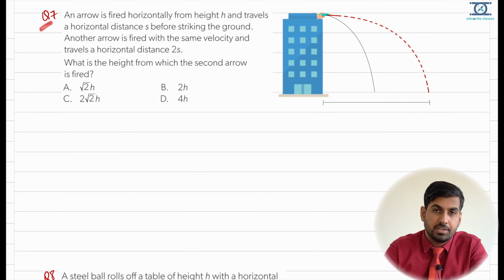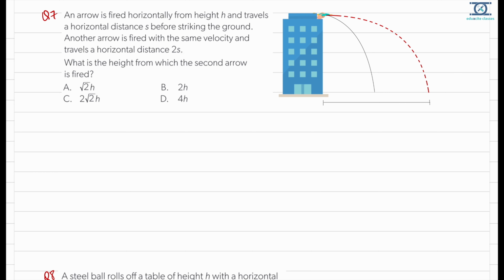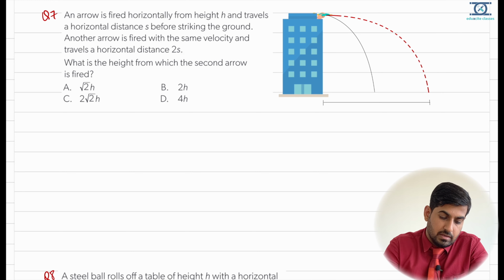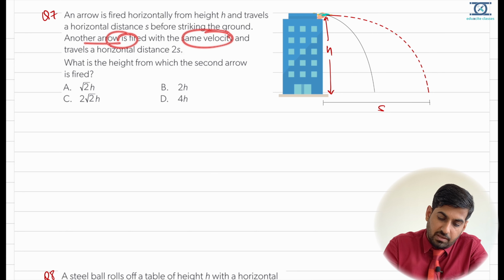Now pause the video and solve question number 7. An arrow is fired horizontally from height h, let us say this is height h, and travels a distance s, let us say this distance is s and this height is h. Another arrow is fired with the same velocity v, and travels a distance 2s. So let us say this is s and this is 2s.